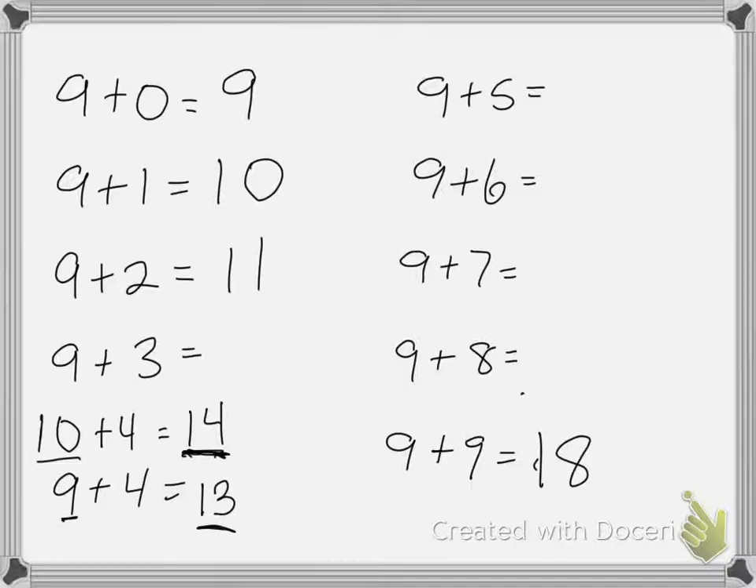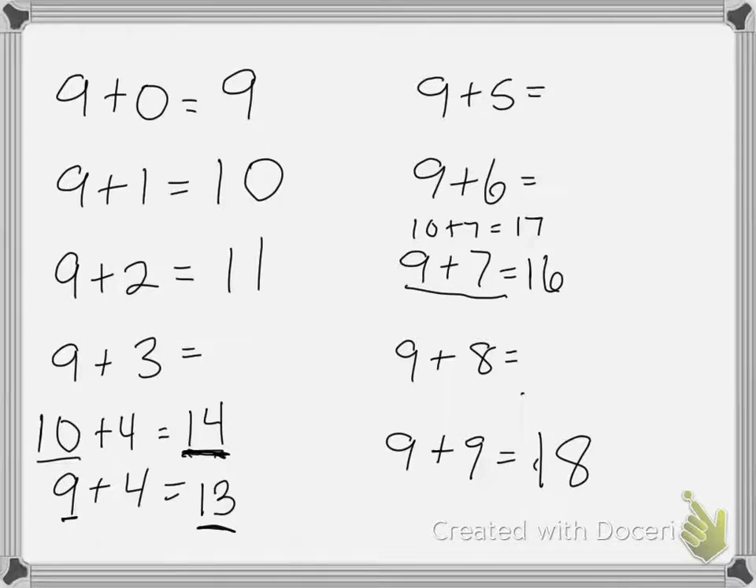All right. So 9 plus 7, I think, okay, what is 10 plus 7? Well, 10 plus 7 is 17. So then I subtract 1 away, because 9 is 1 less than 10, and I get 9 plus 7 is 16.